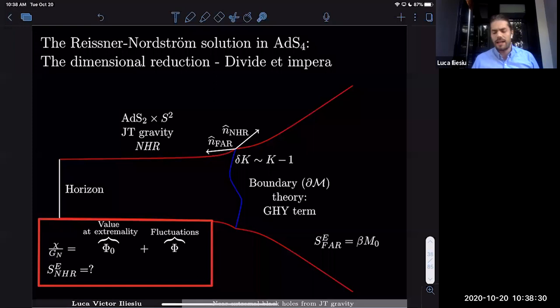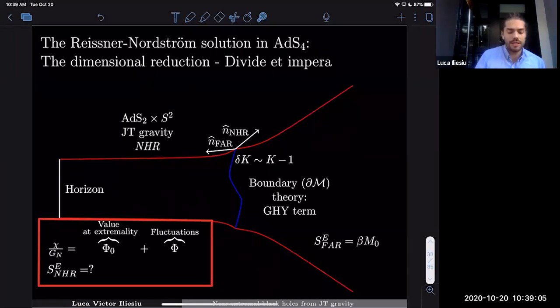So now that I told you what to do with the faraway region, the thing that remains to do is, first, we can actually evaluate what the contribution of the faraway region in the action is at the classical level. This simply gives us beta times M0. So this just gives us the term that you saw in the action earlier that gives you the ground state energy of the extremal black hole.